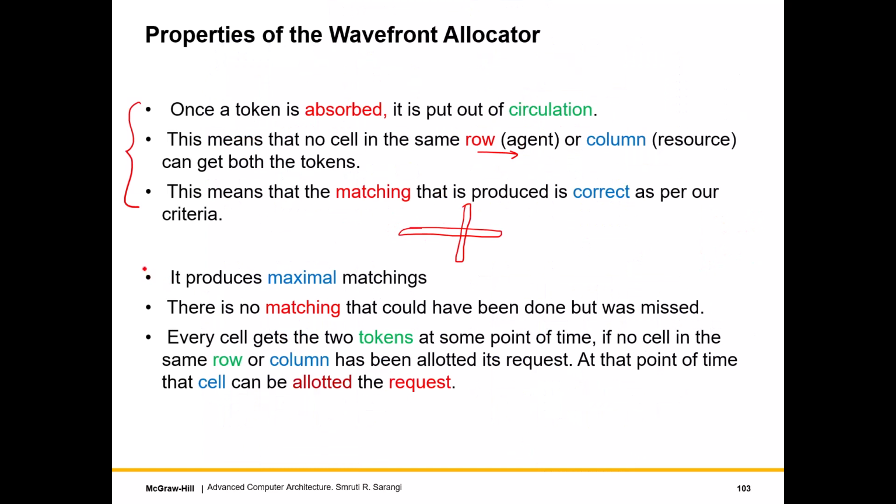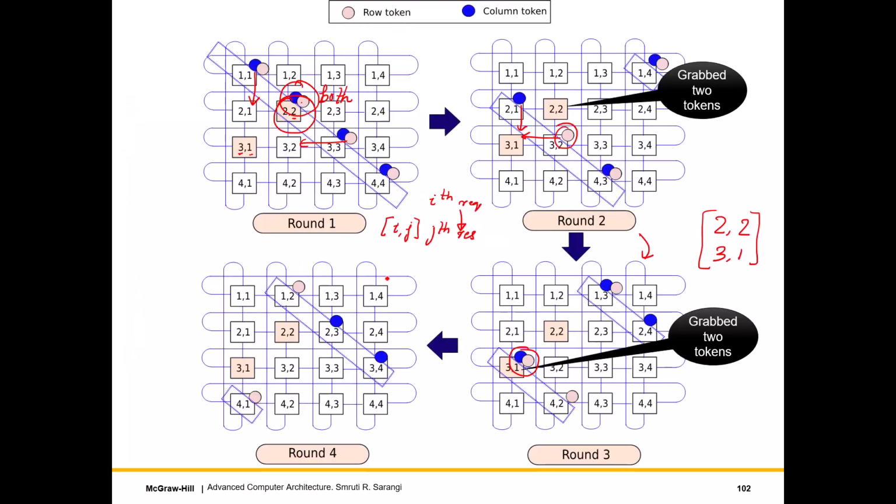So now let's look at some of the more important properties. It produces maximal matching. There is a proof in the book. The idea basically is that if a matching is possible, then it shows up. So there is clearly no matching that could have been done but was missed, because every cell is getting its chance.